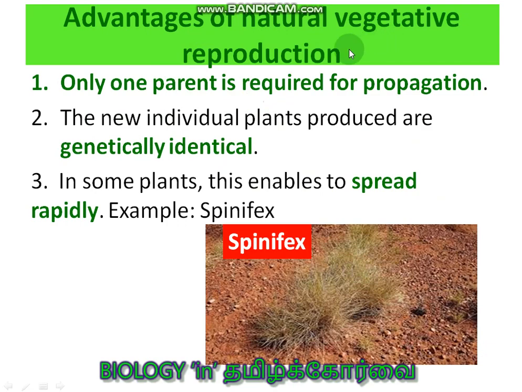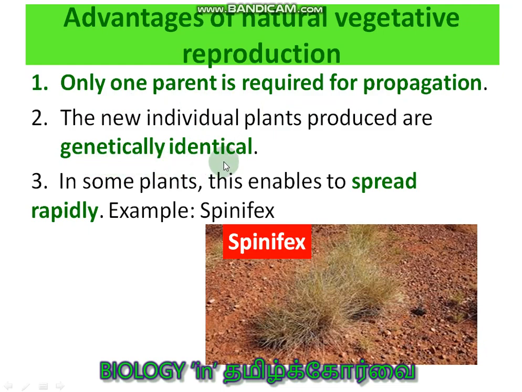Advantages of natural vegetative reproduction: only one parent is required for propagation. Only one parent. So what are the benefits here? Only one parent means what is the benefit? Suppose that is the last plant, it is about to become extinct. Then that one plant is a very important plant, so from that plant we are able to grow many plants. So only one plant being required for propagation is one of the advantages.